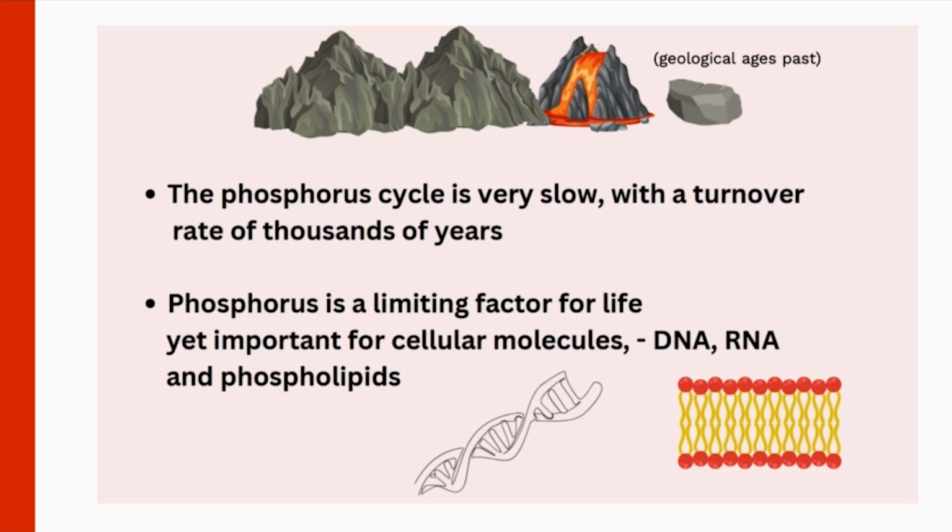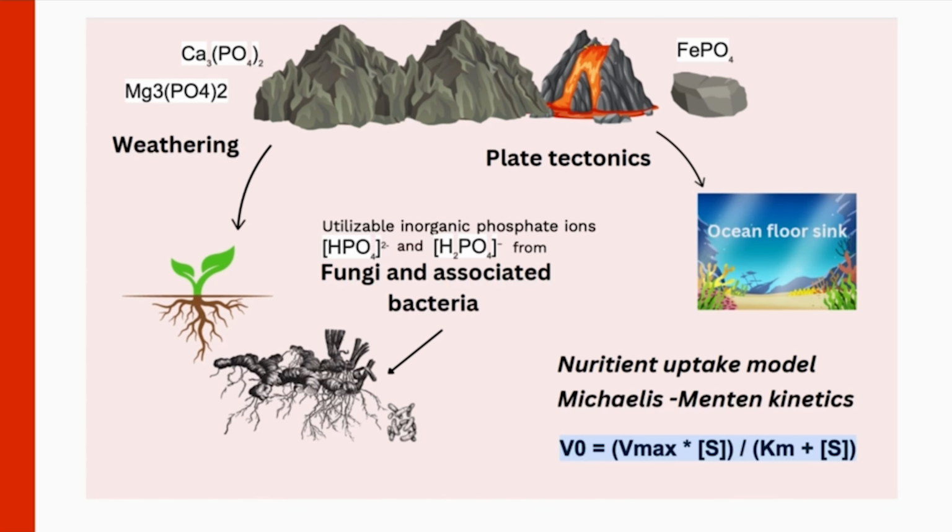Yet it is indispensable for life, as phosphorus is part of many cellular molecules, including DNA, RNA, and phospholipids. Phosphorus enters the terrestrial cycle mainly through weathering of apatite phosphate minerals, which are dissolved into the soil, and from marine system geological uplift plate tectonics. Plants absorb soluble inorganic phosphate from the soil, and symbiotic fungi and associated bacteria, which are several times better at acquiring phosphorus, assist in this process.